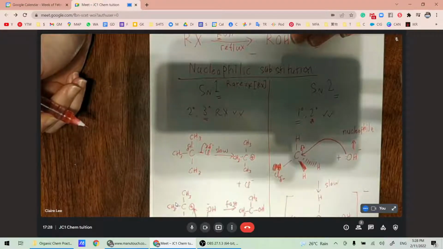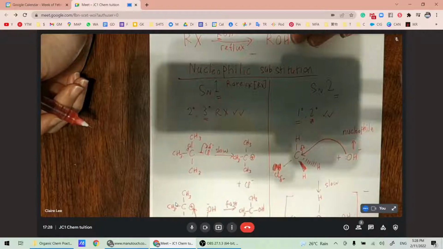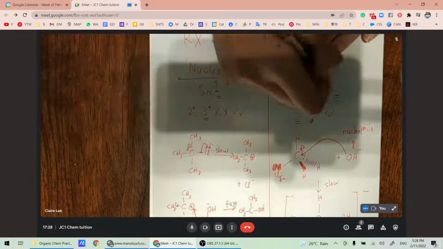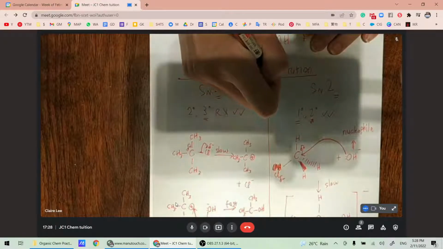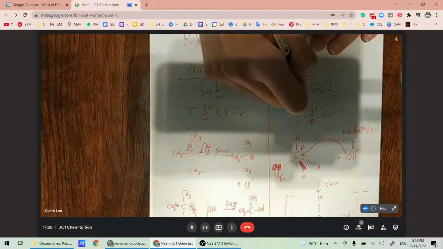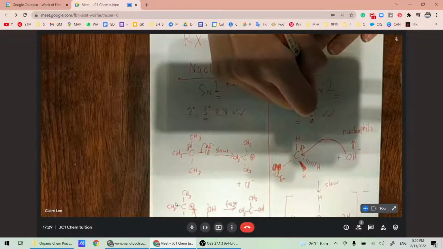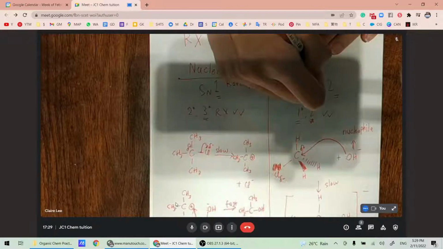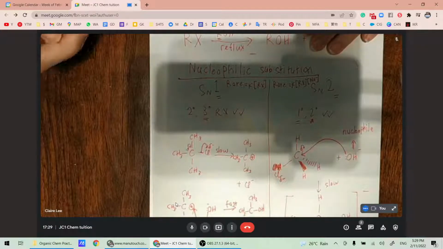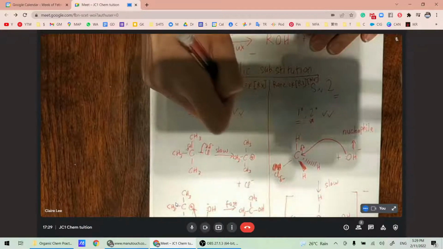So this is the rate equation for the SN1. Rate equals k[RX], since that is the molecule in the slow step. And for SN2, rate equals k times [RX] times [OH]. Since there are two molecules involved, then it's SN2.